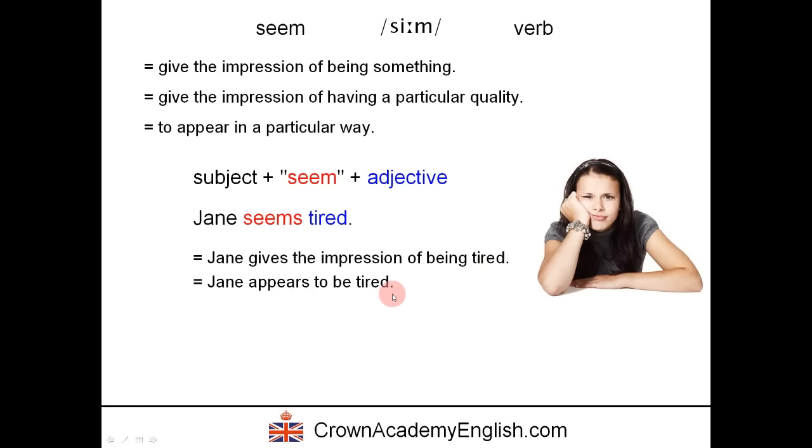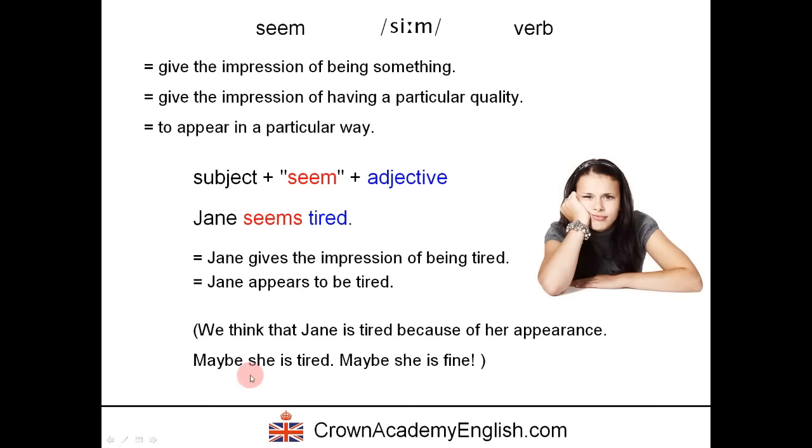Jane appears to be tired. So her physical appearance gives the impression that she is tired. So we think that Jane is tired because of her appearance. So maybe she's tired, but maybe she's fine. Okay, so that is the important part of seem. It is our perception of something. So the other person is giving signs or an impression of something, and we have a perception of that, but we are not necessarily right.